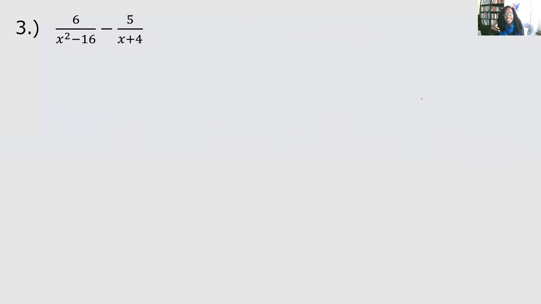So, of course, I got to challenge it a little bit. So we have 6 over x squared minus 16 minus 5 over x plus 4. So they're not the same. Yes, I got to do multiplication, but wait. Every time I see a square, I should be thinking of my perfect squares. Okay, my 1 times 1, 2 times 2, 3 times 3, 4 times 4, 5 times 5. And the product that I'm getting after that multiplication, that 16, that is a perfect square.